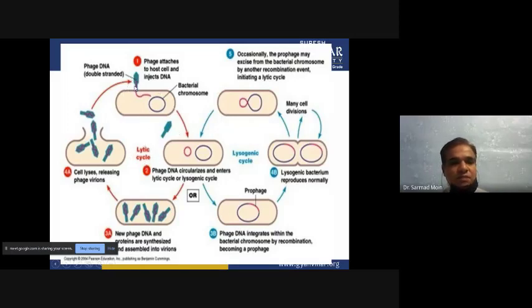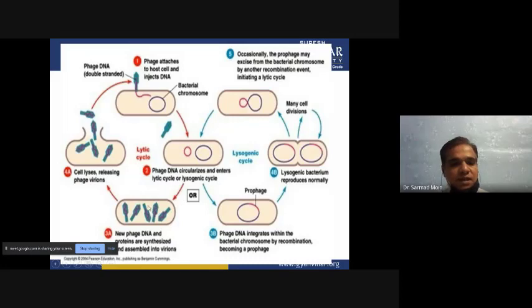When the bacteriophage attaches to the bacterium's plasma membrane or cell wall, it injects its DNA, and this DNA is linear when it is injected. After the injection, this DNA converts into a double-stranded circular DNA, because it has cohesive ends. We'll discuss what cohesive ends are. And when it converts into the double-stranded circular DNA, it will replicate on its own.